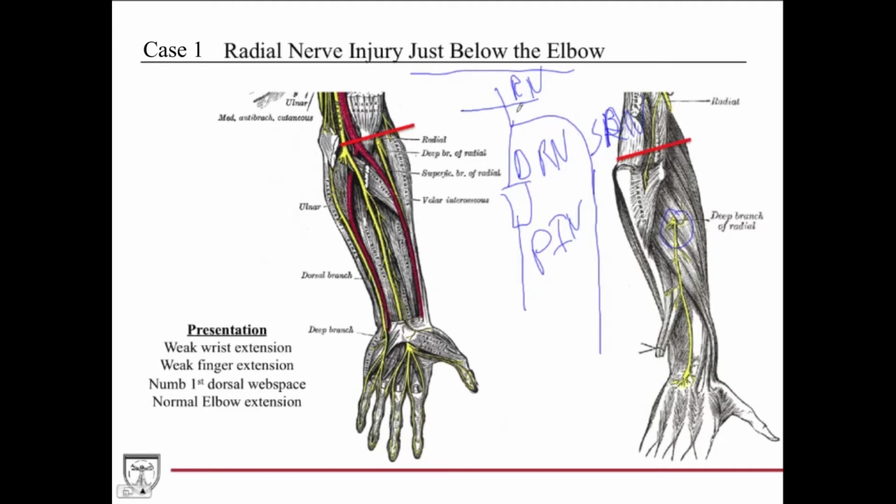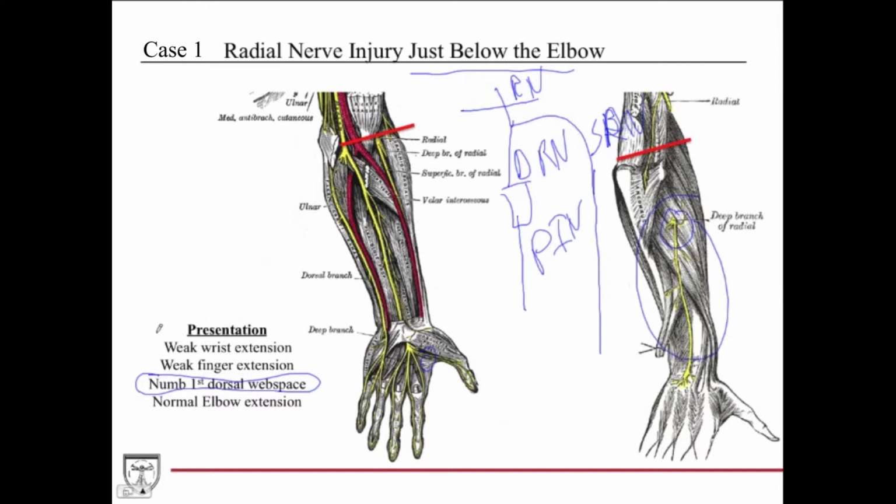So if it's just below the elbow, just before it bifurcates, you're going to have a sensory component with the superficial radial nerve, which is going to be this. You're going to have a numb first dorsal web space. So in this region right here on the dorsal aspect, that's going to be numb because you've lost innervation through the superficial radial nerve. Then you're also going to have weak wrist extension and weak finger extension because all of these extensor compartment muscles are going to be de-innervated.